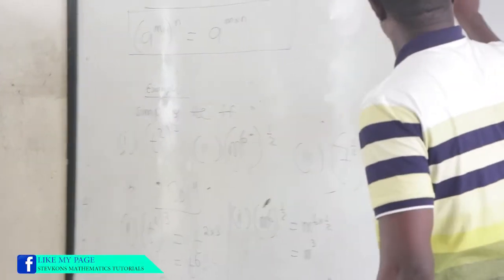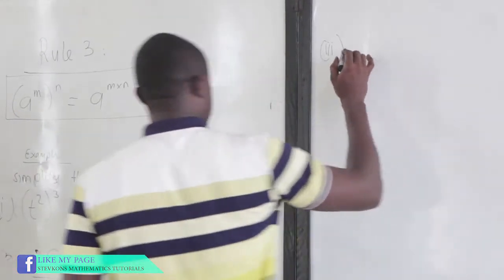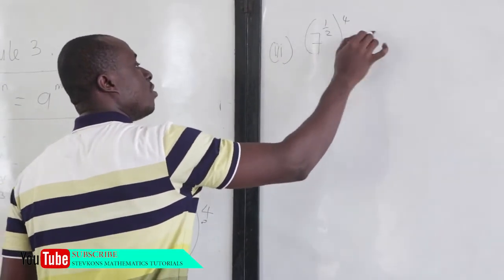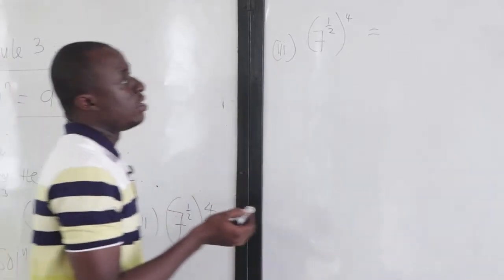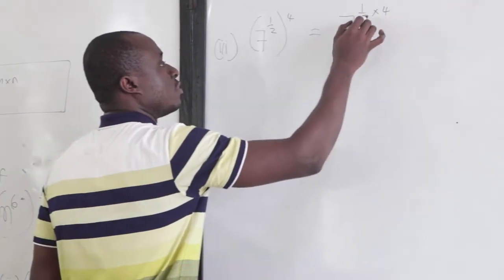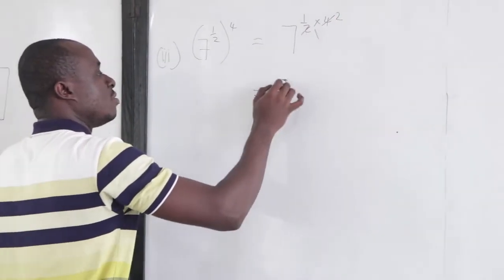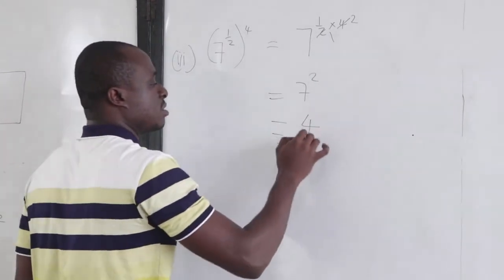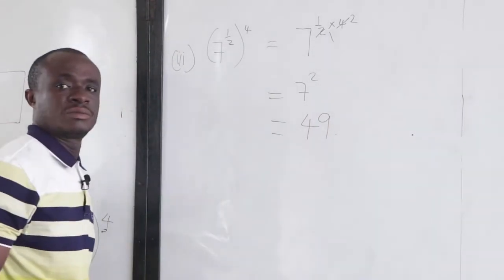Now, let's see, we have 7 to the power 1 over 2, all to the power 4. What do we do? We multiply the exponents. We have 7 to the power 1 over 2 times 4. This will be a 1, this will be a 2. So we have 7 to the power 2. What is 7 to the power 2? 7 times 7, this is 49.